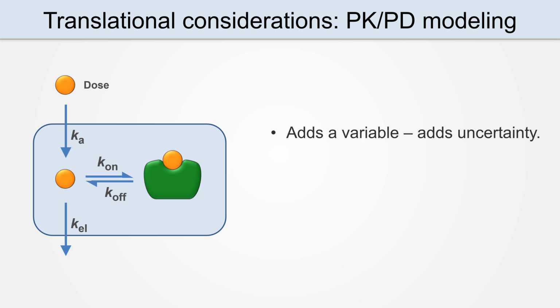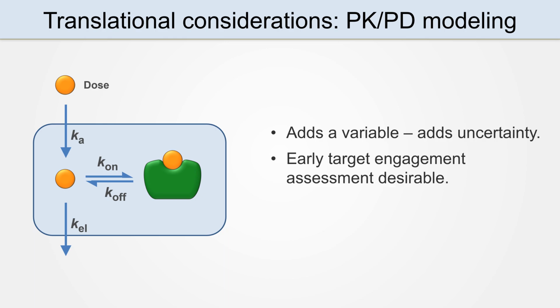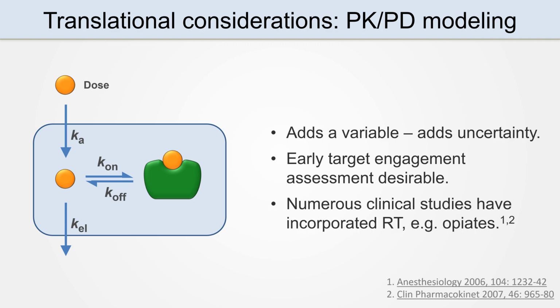Specifically, we don't know how residence time in a test tube compares with residence time in a living organism. For this reason, an early and robust read on target engagement in man would be highly desirable. There are some examples where clinical PK/PD modeling has incorporated binding kinetics. Some really nice work on this has been done on opiates such as buprenorphine.